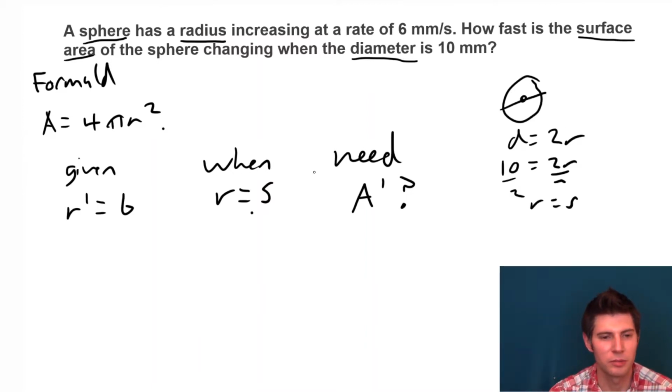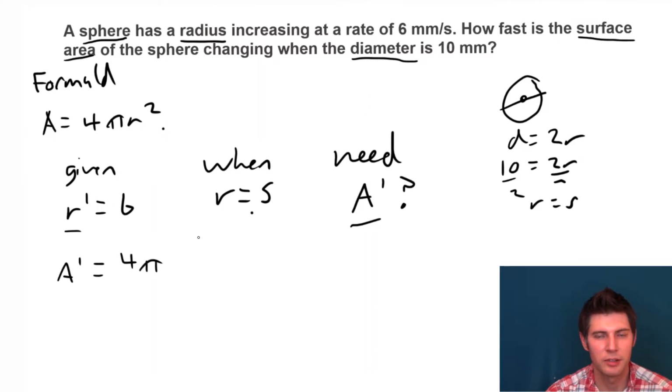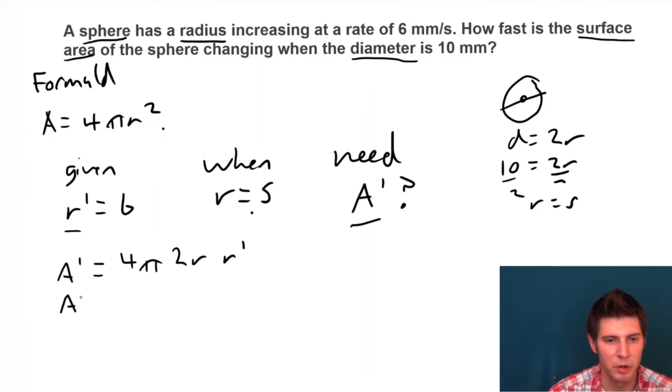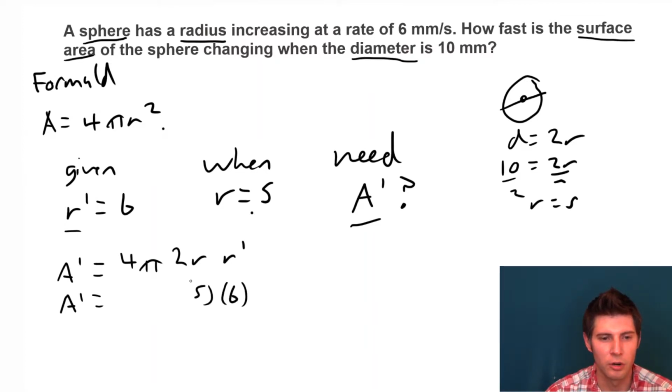Now we use this formula. We're going to take the derivative of it because we have A prime and r prime. A prime equals 4 pi, which is the constant. Then r squared, we get 2r r prime because of chain rule. Now let's start plugging stuff in. A prime is what we want. So we're solving for that. R prime, we're going to plug in 6. R, we're going to plug in 5. And we just bring down the 4, the pi, and the 2. 4 times 2 is 8, times 5 is 40, times 6 is 240. So 240 pi equals A prime.